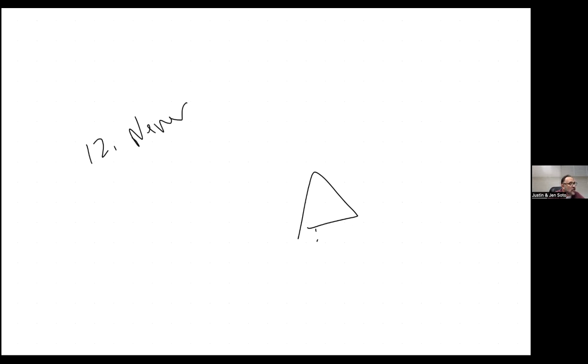Number 13, corresponding angles formed by parallel lines are always congruent. Number 13 is always.